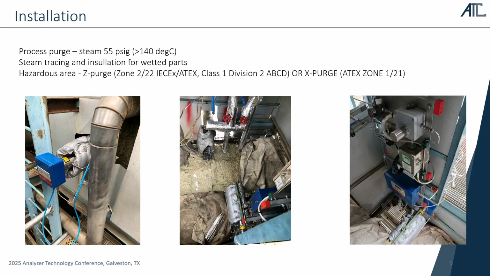This is only manual control of the steam, but it worked fine. Only in the beginning we have to set the right values at the refinery. And this is, of course, a hazardous area, so we have a purge solution. For the United States, it's Class 1 Division 2, which corresponds to Zone 2, and for ATEX and IECEx, we can also go to Zone 1 if needed.